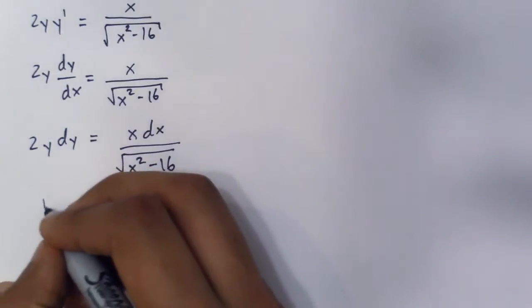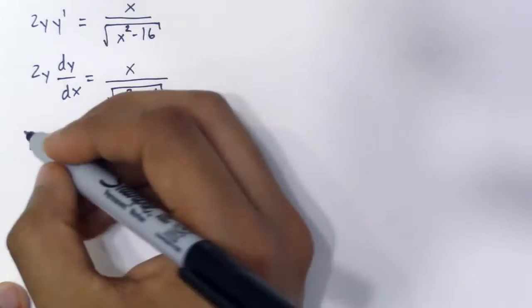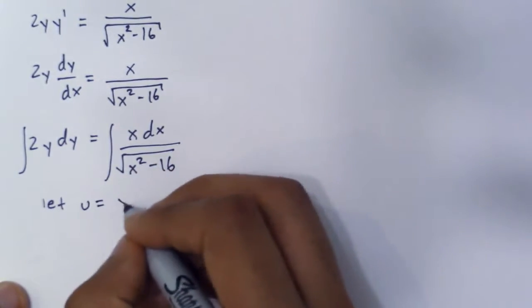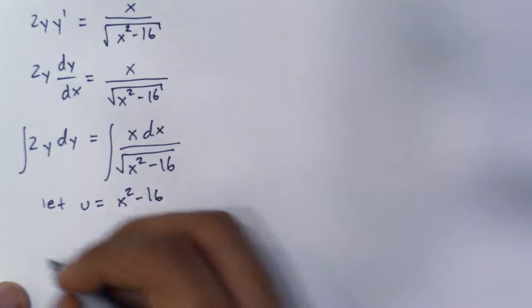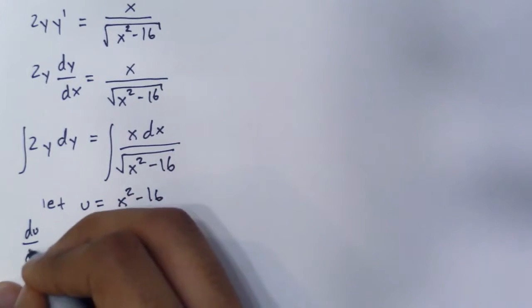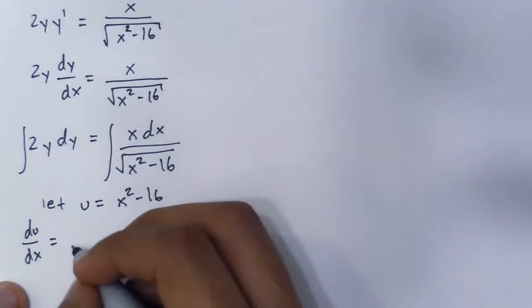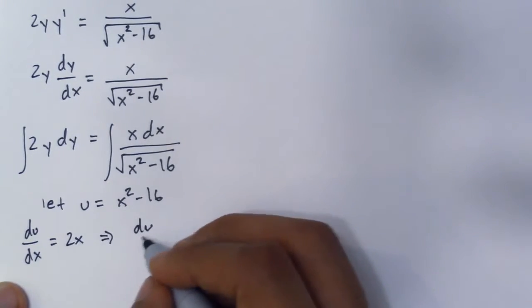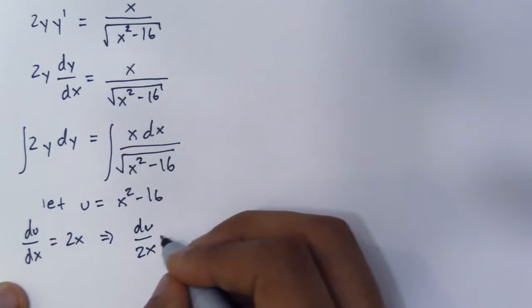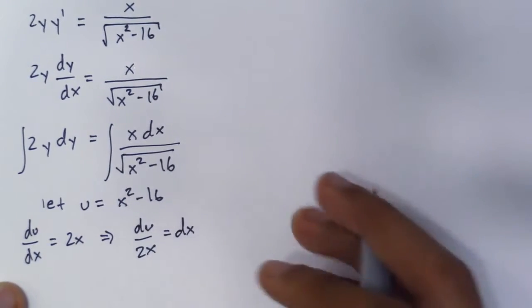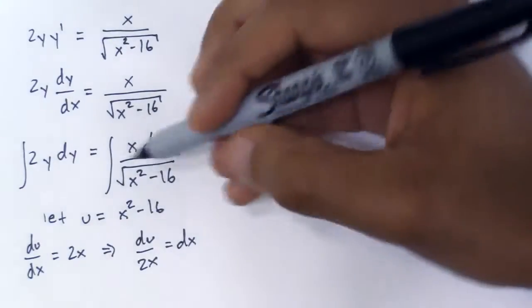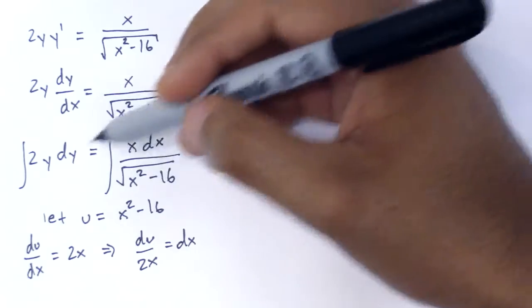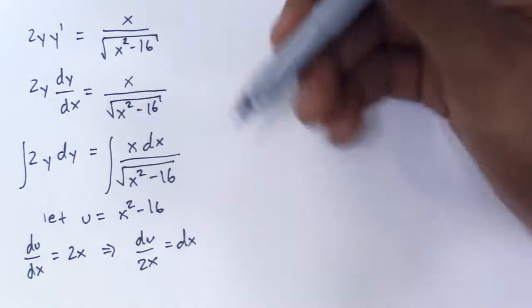So we have to first take the integral. I'm going to let u equal x squared minus 16. Then I'm going to take the derivative of u with respect to x, which is 2x. I'm going to rewrite that as du over 2x, which equals dx. If we look closely, we could just put dx over here, put u right here, and now we can solve for all of these integrals.